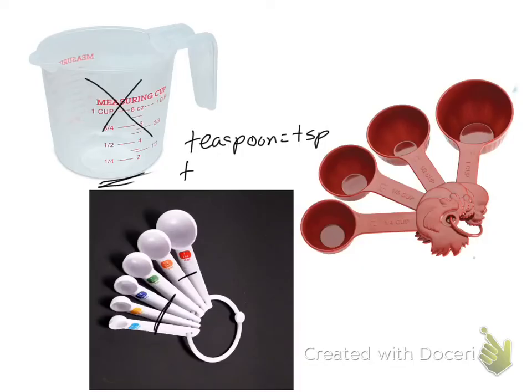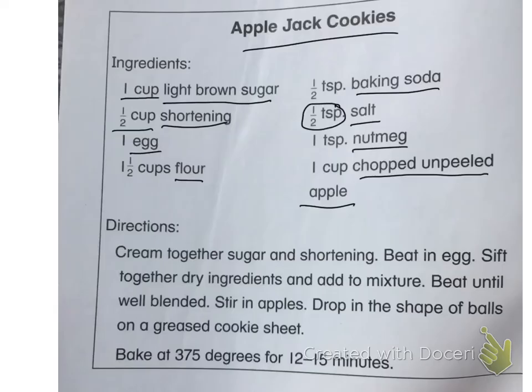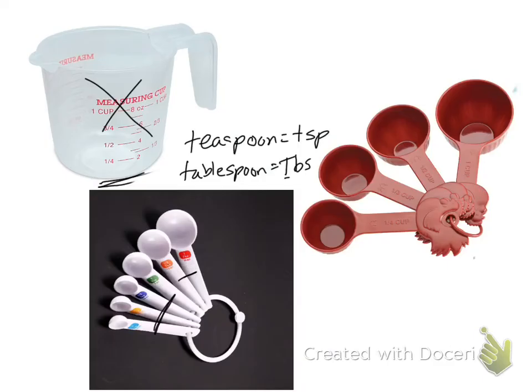Okay. A tablespoon is TBS with a capital T. You can see here we don't need tablespoons in this recipe, we just need teaspoons, the half a teaspoon. If I look, my half a teaspoon is this one right here, this blue one. So I would use that. We can also abbreviate teaspoon as a lowercase t and tablespoon as an uppercase T.